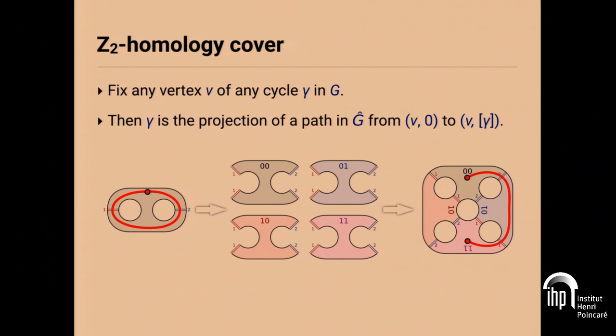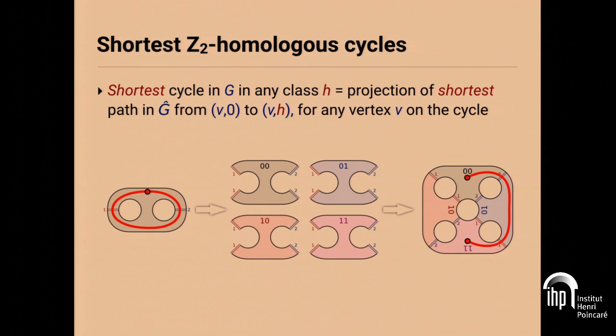Okay, so any cycle in a particular homology class is going to lift to a path from a point in copy 0-0 to the corresponding point in the copy whose label is that homology vector. In particular, if I'm looking for the shortest cycle in a homology class, then I'm looking for a shortest path from a point in copy 0-0 to the corresponding point in copy H. Okay. So, what do I do?